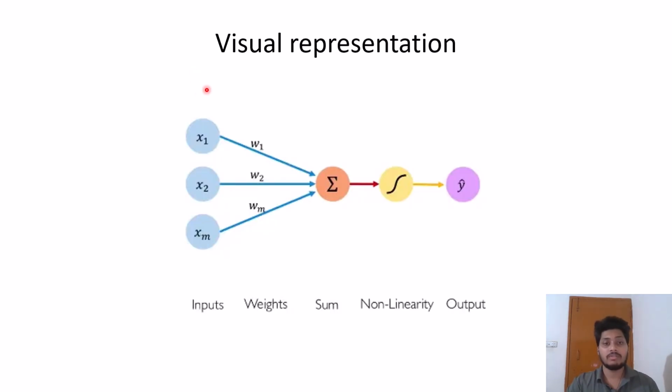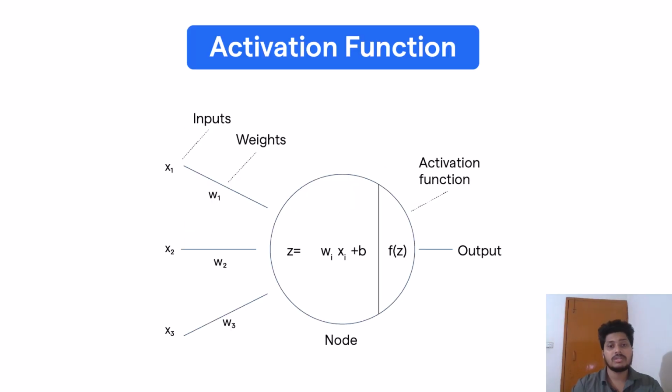Here we have a visual representation of a single neuron or a single processing unit. So we have inputs x1, x2, xm, and the associated weights w1, w2, wm. We multiply the input x1 with the weight w1, sum up all the inputs and weights, and get an output which is a linear output. Then we pass the linear output onto an activation function, and the activation function then produces a non-linear output. So what is an activation function?